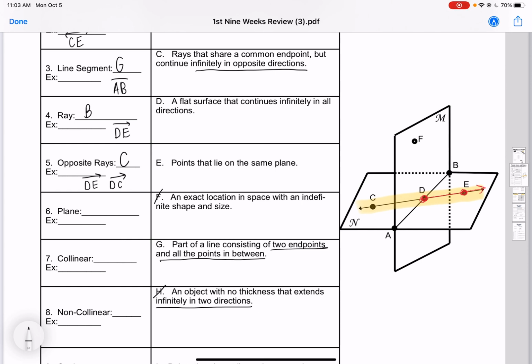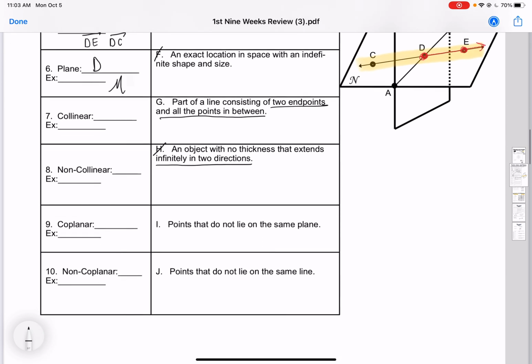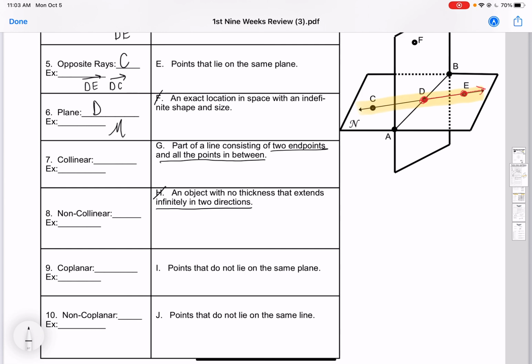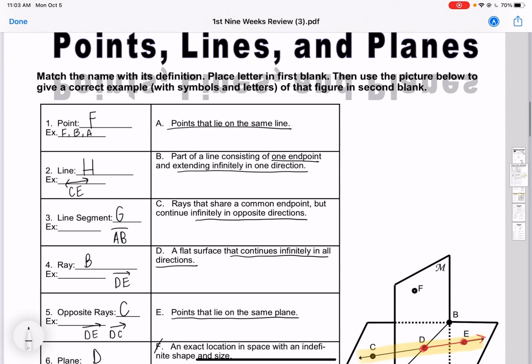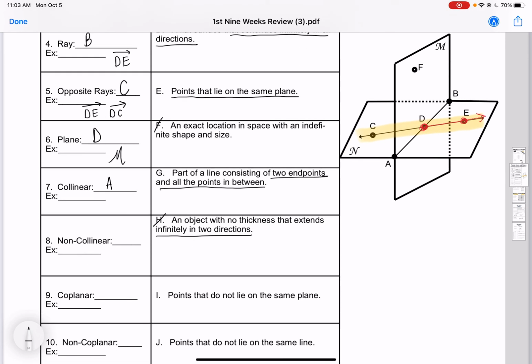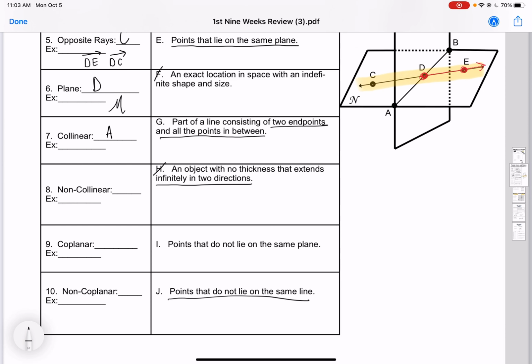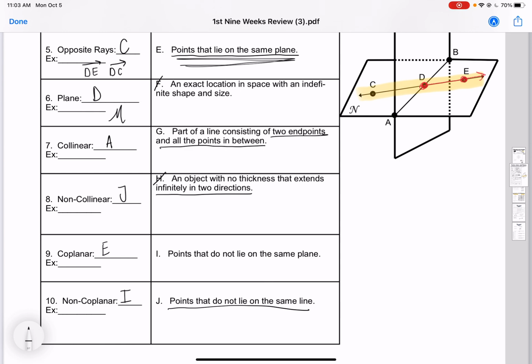All right, a plane is a flat surface that continues infinitely in all directions. So like plane M here. Collinear, so collinear are points that are on the same line. And I want you to determine what the examples are. Non-collinear are points that do not lie on the same line. Coplanar are points that lie on the same plane. And then non-coplanar would be points that do not lie on the same plane. Okay. Find examples for these.